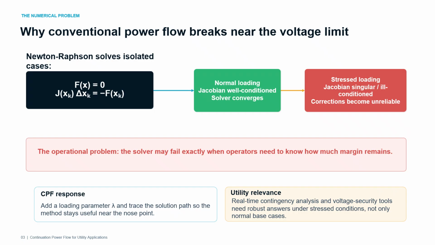Conventional Newton-Raphson power flow solves isolated operating points. Under normal conditions, this works well because the Jacobian is well conditioned. But as the system approaches the voltage stability limit, the Jacobian becomes ill-conditioned or singular. That means that the solver may fail exactly when engineers need margin information the most. CPF addresses this by adding a loading parameter and tracing the solution path instead of solving only one case at a time.